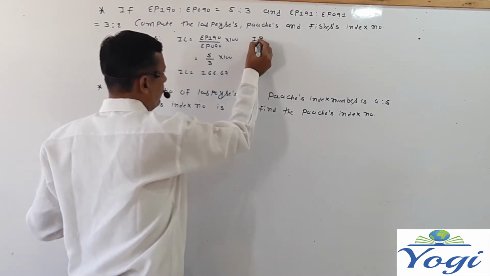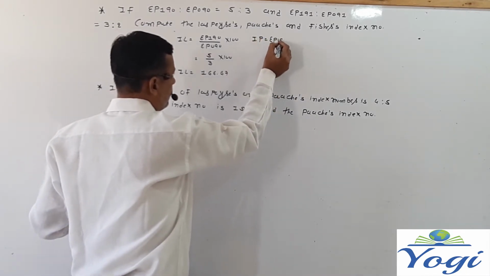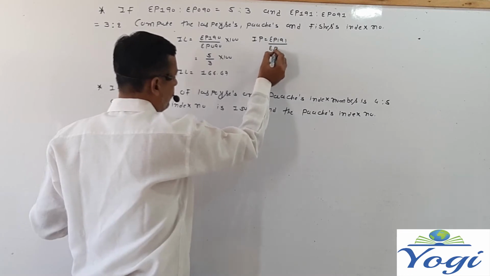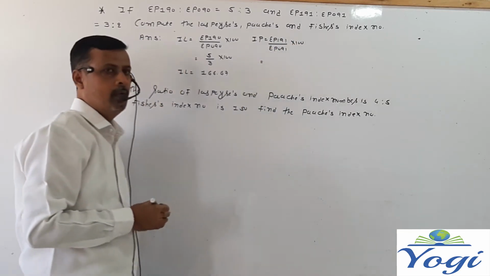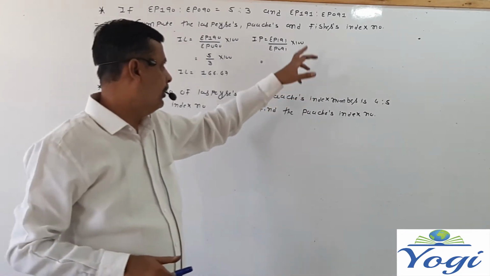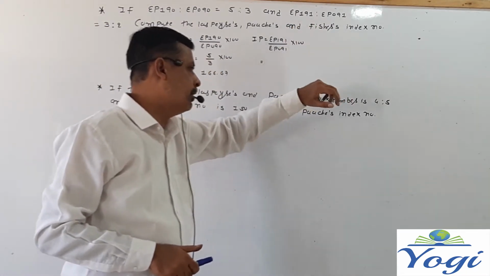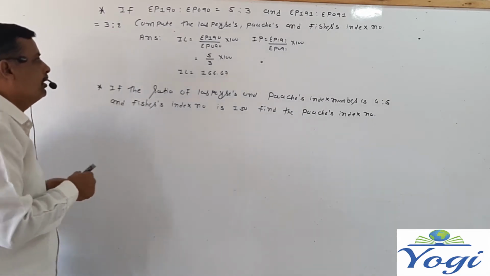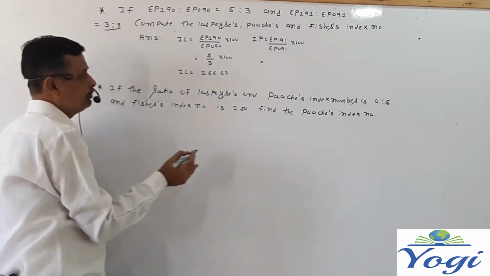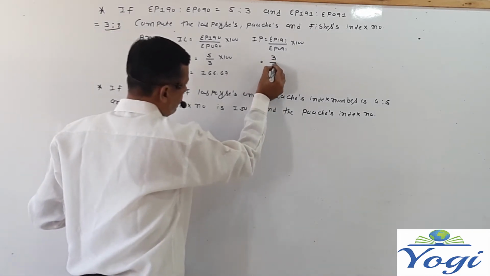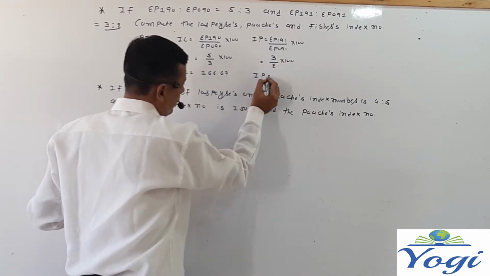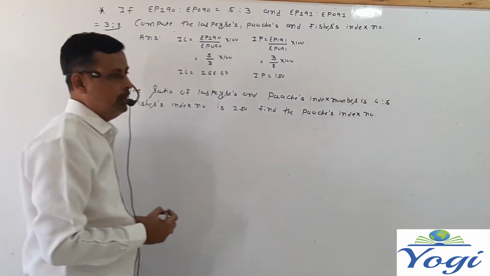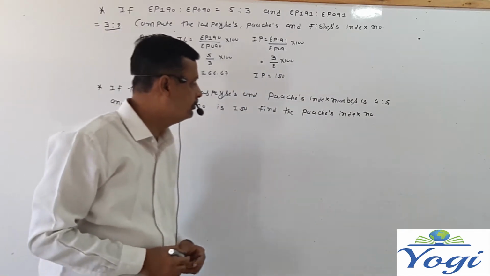Paasche's index IP is sigma P1 Q1 upon sigma P0 Q1 into 100. Here the ratio between sigma P1 Q1 and P0 Q1 is 3 is to 2. So 3 upon 2 into 100. So IP is equal to 150.